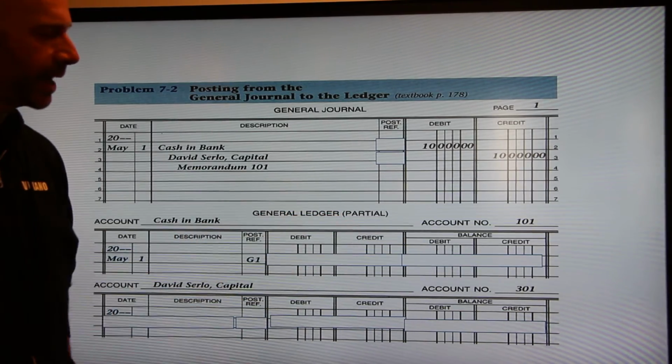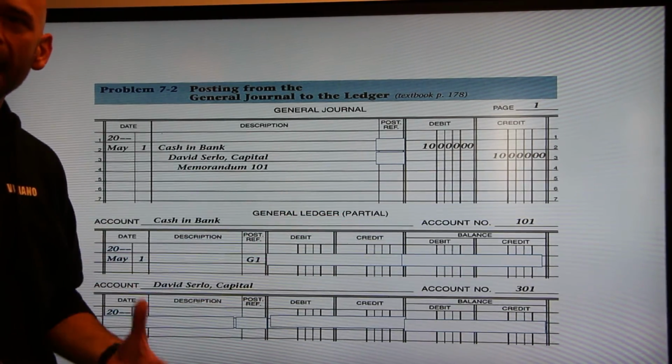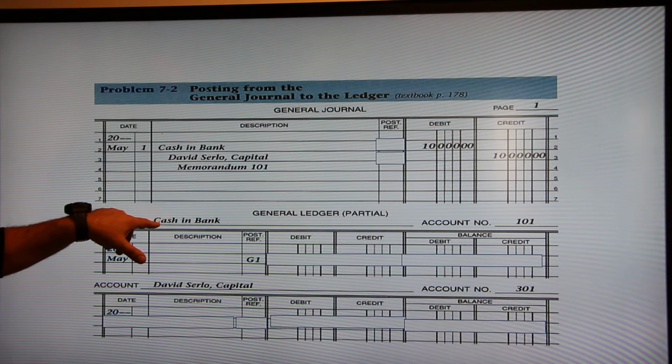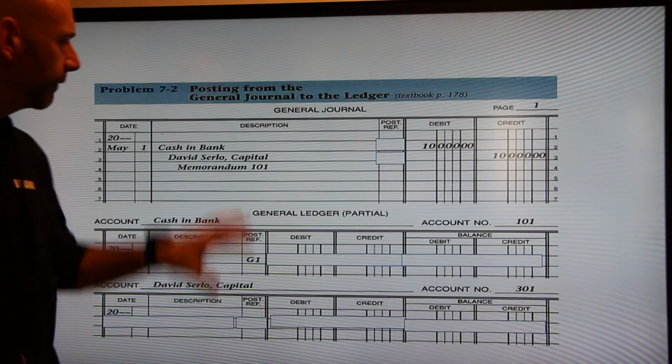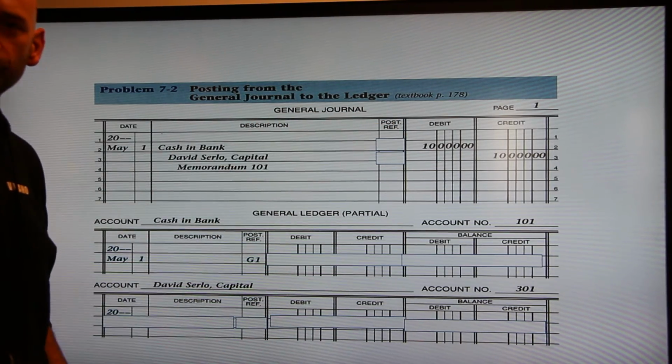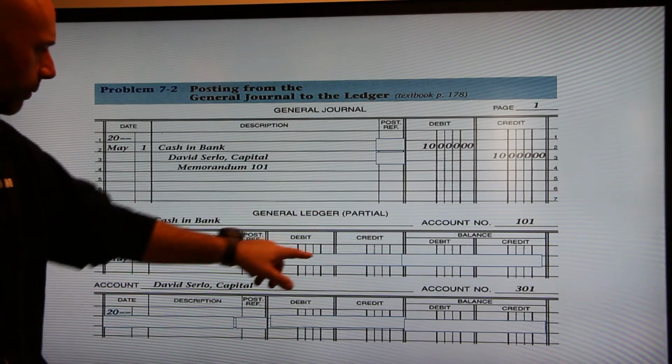Okay, so next we have the first set of columns. We have debit and we have credit. And we have to decide what these are for. On your ledger, whatever happened to this account, so in this case cash and bank, on the journal, that's what we would put in this column. So if cash and bank was debited on the journal, we would put it in the debit column. If cash and bank was credited in the journal, we would put it in the credit column.